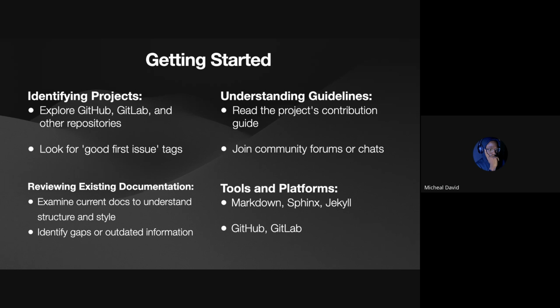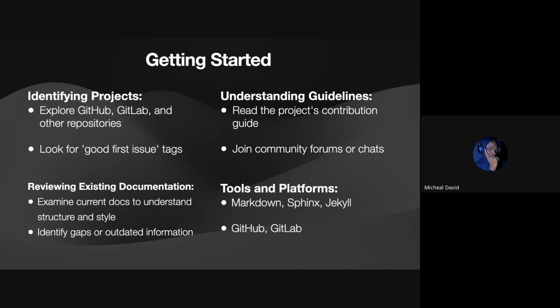So the next thing, let's say you have looked for good first issue tags on GitHub and you have found the one that you want to contribute on. The next thing is for you to understand the guidelines for contributors. You want to read the project's contribution guide. You want to join their community, their forums, their chats where they discuss the project. It will help you understand their guidelines, their culture in that community, and how you can contribute to them.